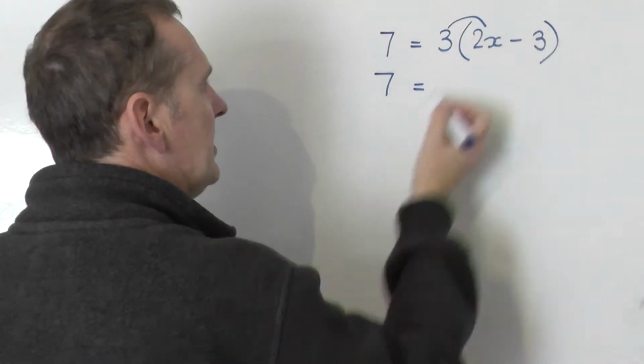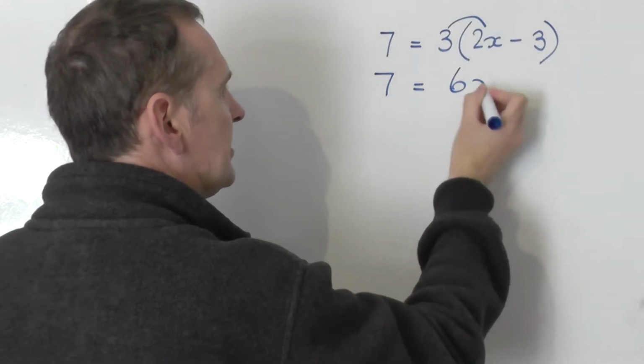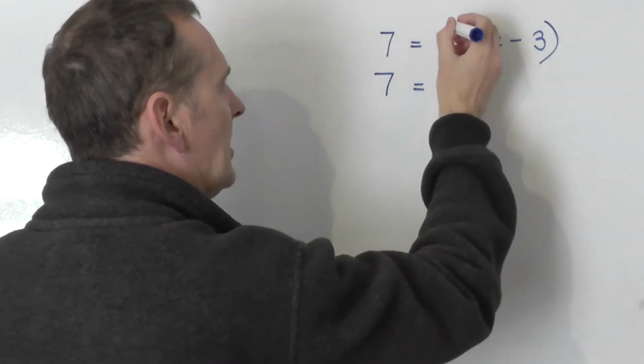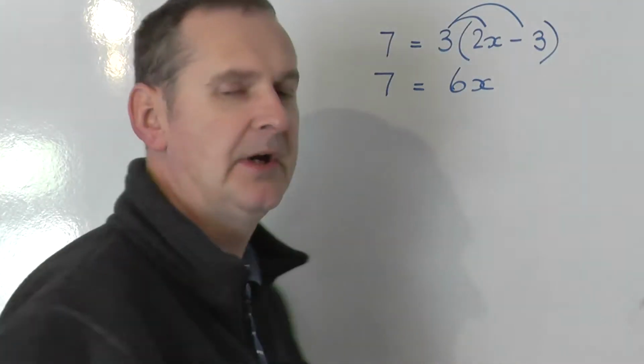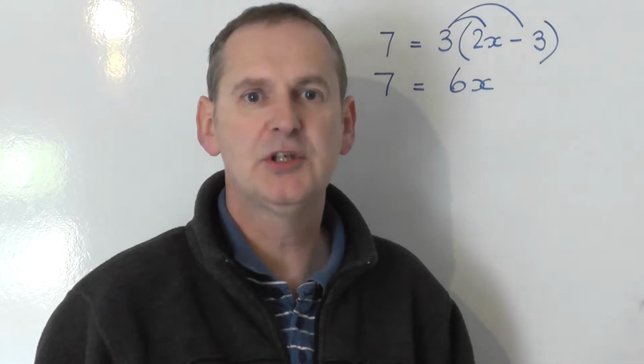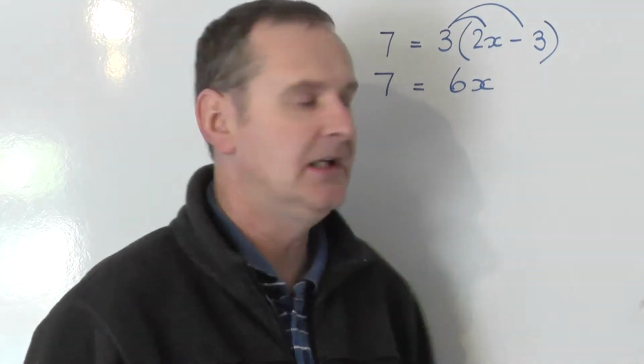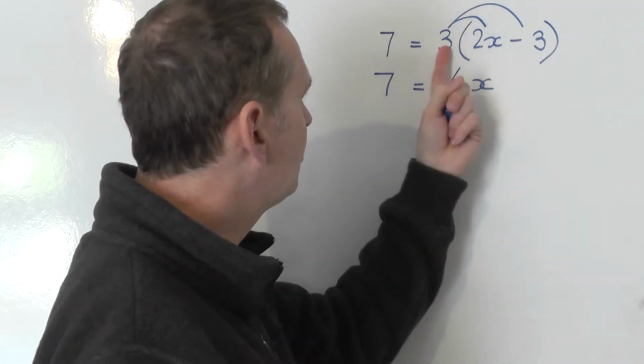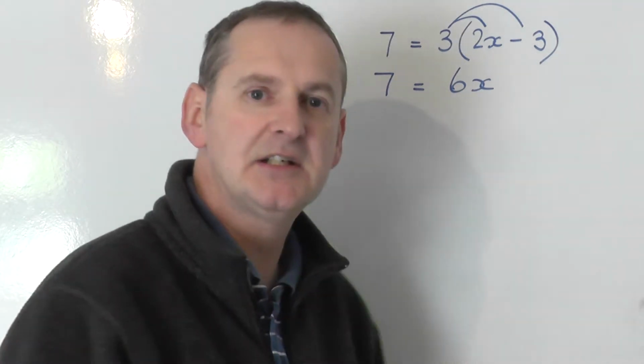So I say 3 times 2x, that's 6x. And now I say 3 multiplied by, notice how I say this, 3 multiplied by negative 3. There's a negative in front of it. So 3 times negative 3 is negative 9.